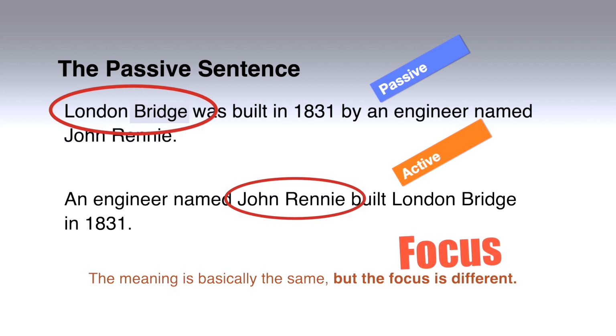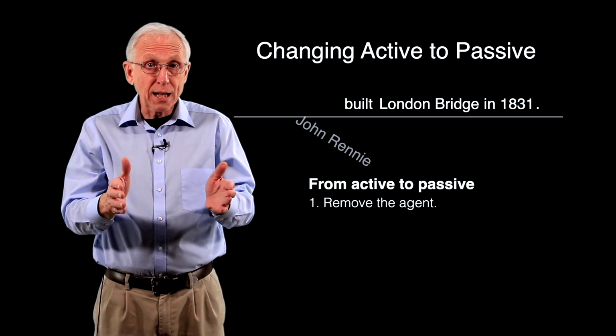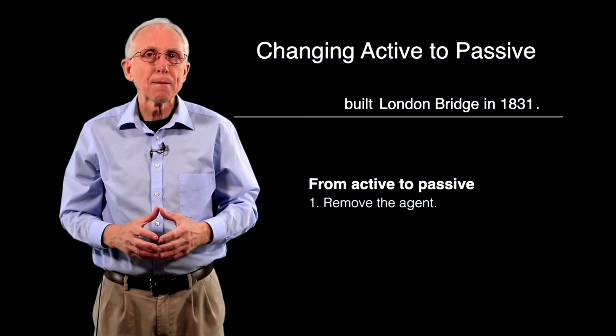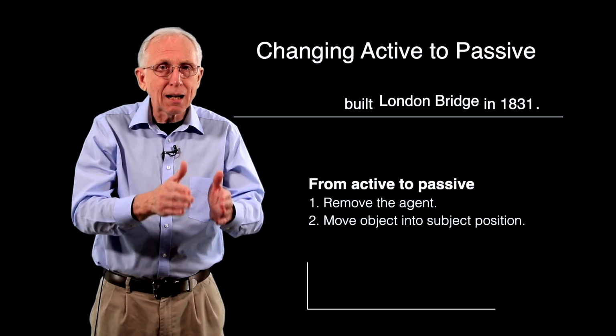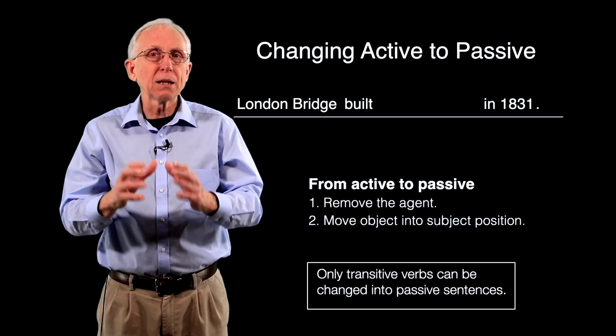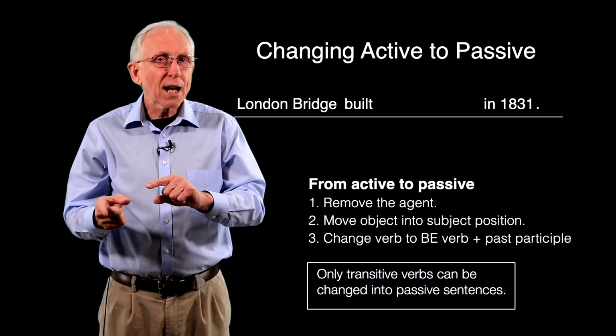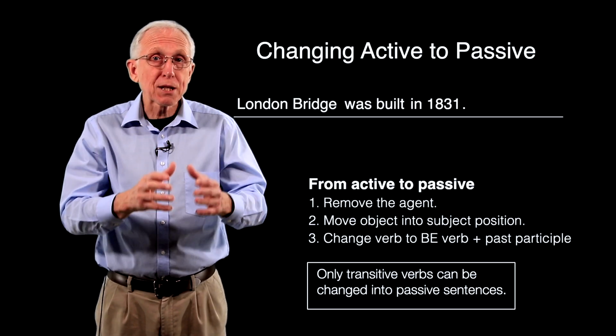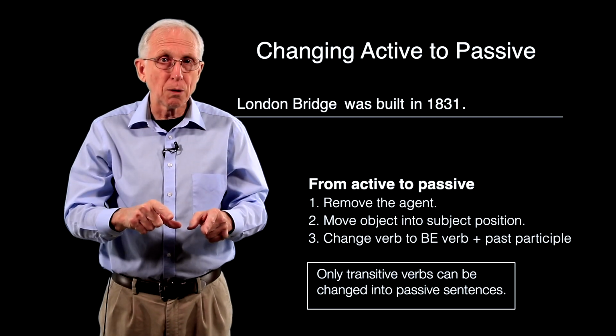So let's take a few minutes now and talk about changing an active sentence into a passive sentence. First, remove the subject or the agent, and we'll talk more about that later in a few minutes. And then take the object and move it into the subject position. Then change the verb. Use a be verb plus the past participle of the original verb.